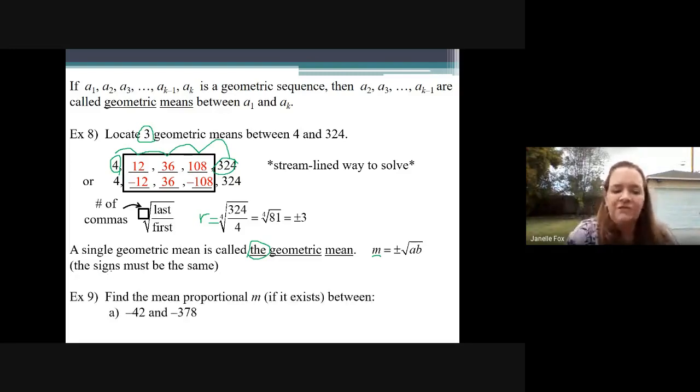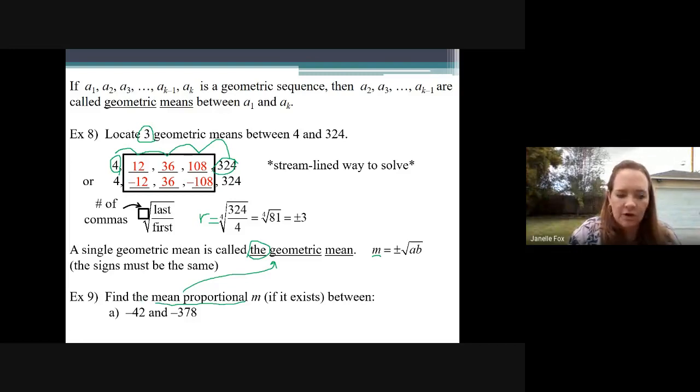Example number 9 says find the mean proportional M if it exists between, and then it gives us a couple of numbers. What's interesting, guys, is that this mean proportional is another way to say the geometric mean. These are actually synonymous with each other. And so we're going to go ahead and do it.